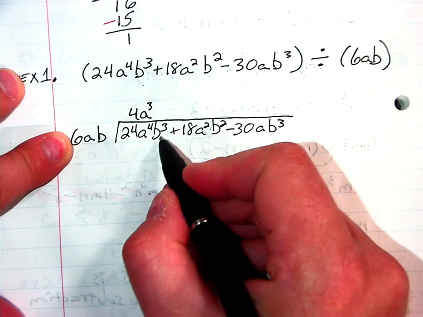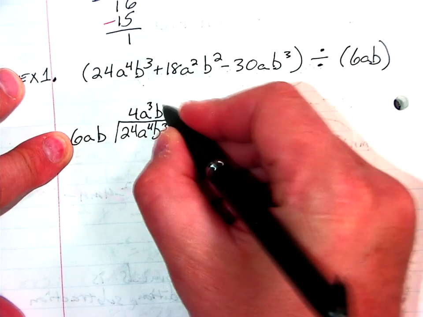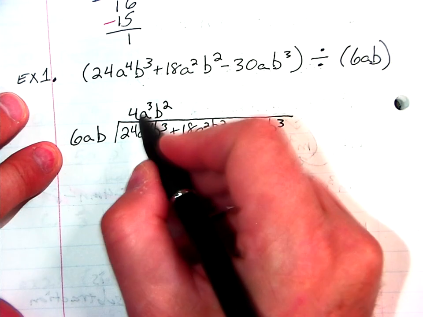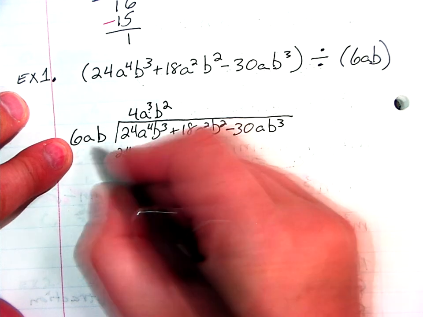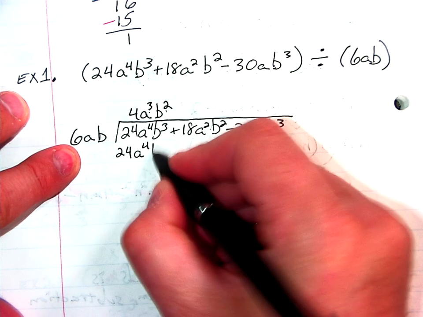All right, it wants 3 B's. It wants b cubed. We have a b, so we need b squared. So now we just multiply like terms. 4 times 6 is 24. A to the 3 times a is a to the 4th. B squared times b is b cubed.